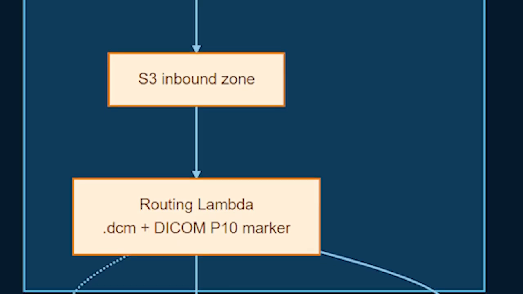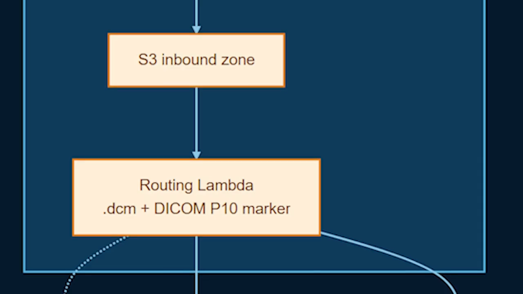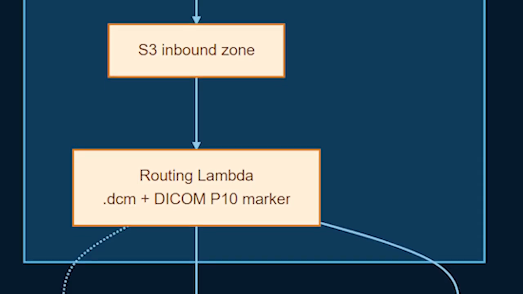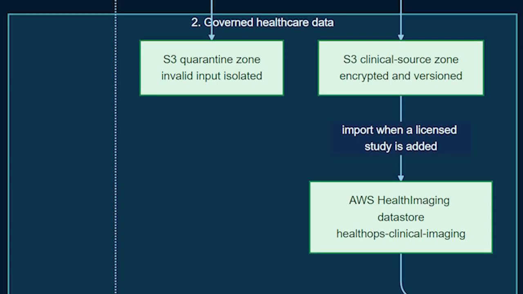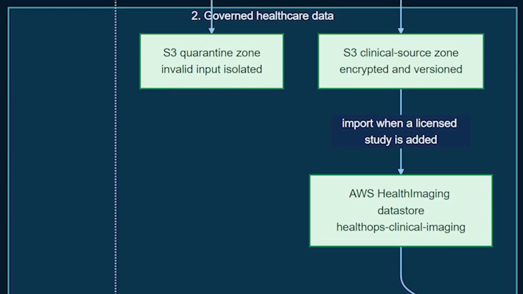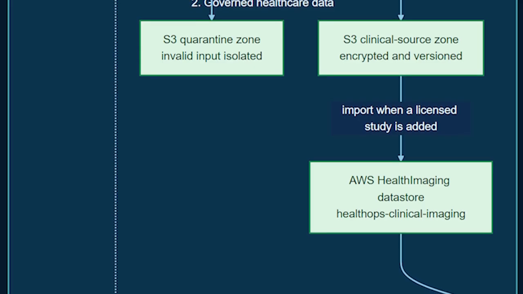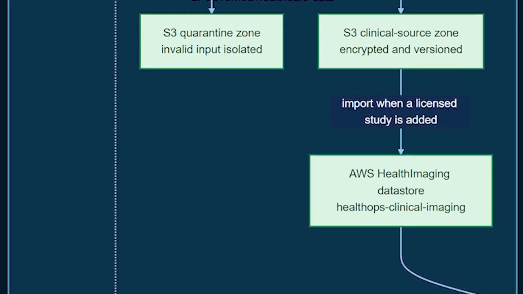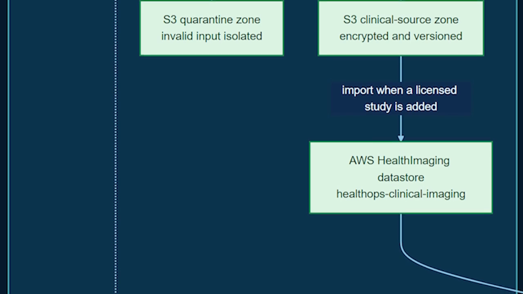S3 quarantine zone. Files that fail the check are isolated in quarantine rather than silently moving into the clinical data zone. Governed healthcare data. S3 clinical source zone. Valid DICOM objects move into a distinct clinical source zone with encryption, versioning, lifecycle controls, and public access blocked.